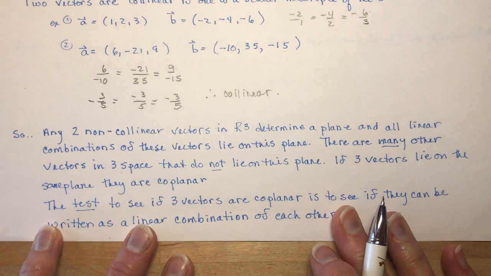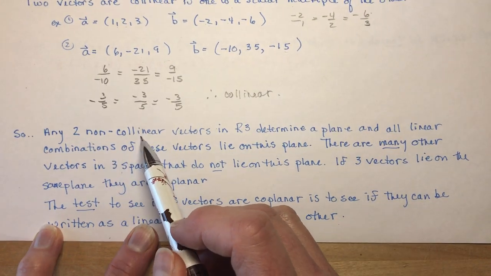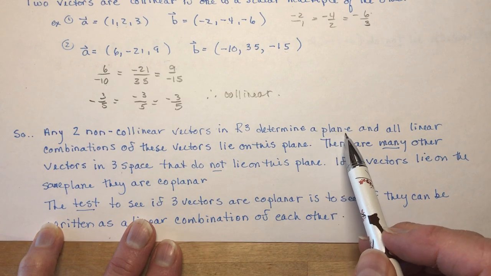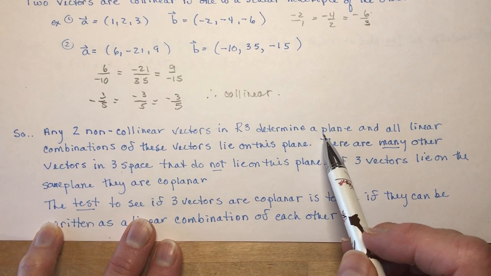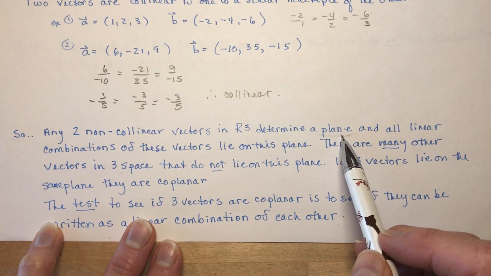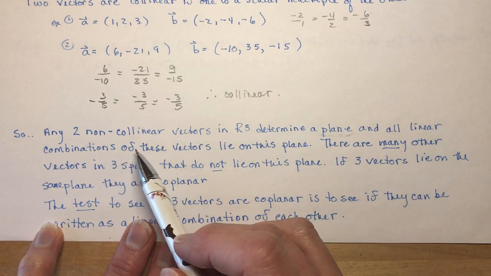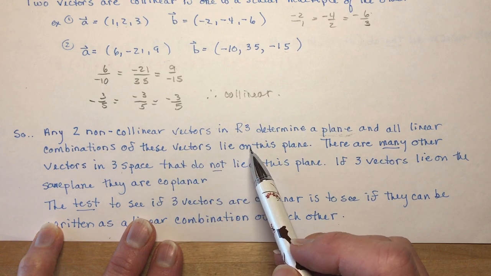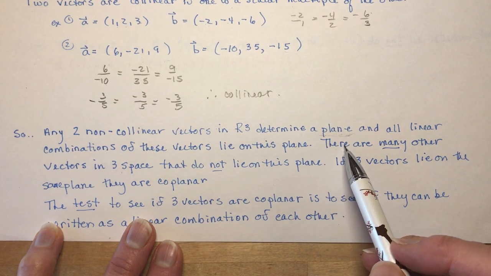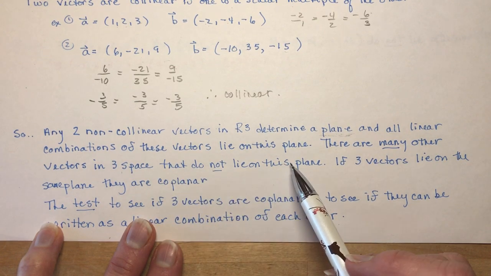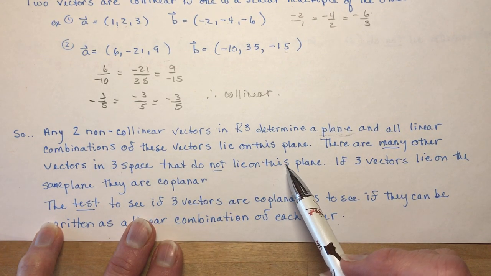Okay, so any two non-collinear vectors in R3 determine a plane. Remember, there's lots of planes. There's not just one plane in R3. There's an infinite number of planes. And all linear combinations of these vectors lie on this plane. There are many other vectors in 3 space that do not lie on this plane. You're more often than not to find two vectors that are not coplanar.